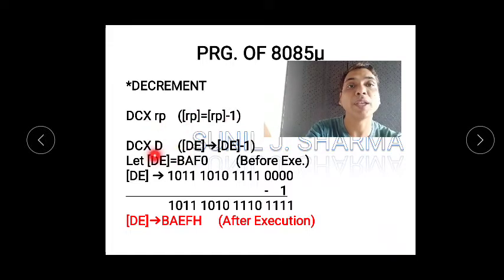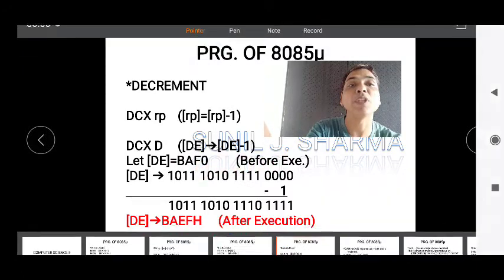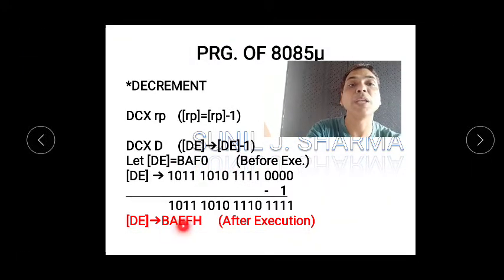DCX, X means what? Register pair. So when we have a pair, you can decrement the contents of that pair by 1. So BAF0, when you decrement it by 1, this will become BAEF. When we solve it through the 2's complement method also we'll get the same output.